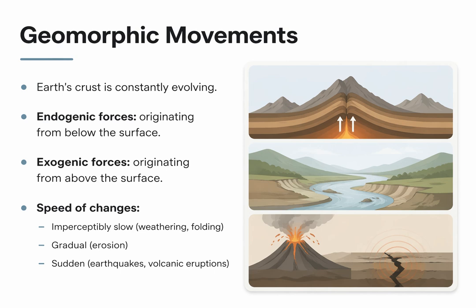This change is driven by two main types of forces. First, we have endogenic forces, which emanate from deep below the Earth's surface. Second, we have exogenic forces, which operate above the surface. Together, these forces cause physical and chemical changes to our planet's structure.